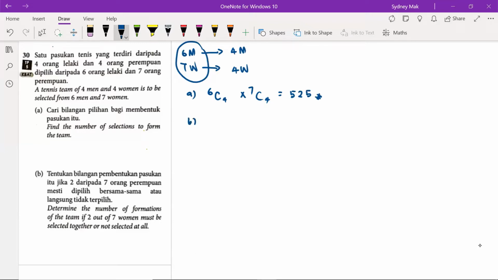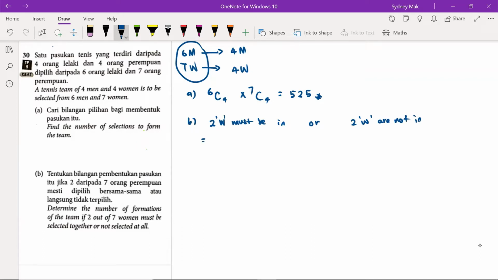Part B, determine the number of formations of the team if 2 out of 7 women must be selected together or not selected at all. So the 2 special women must be in, the 2 particular women must be in, or the 2 women are not in.